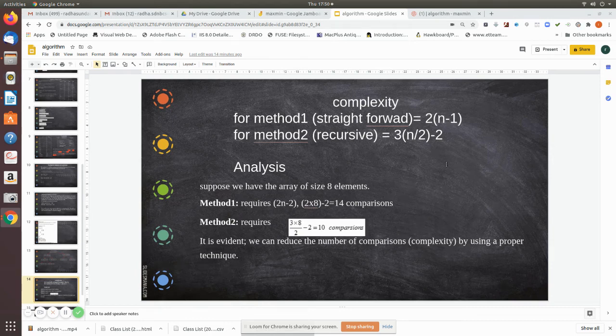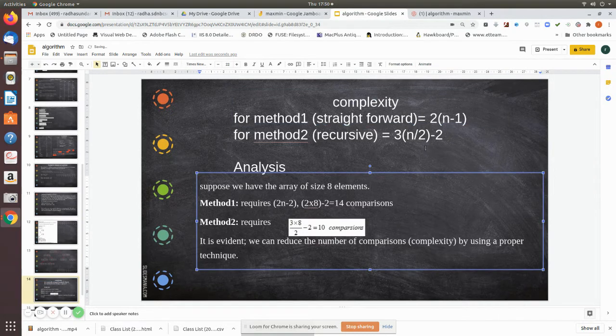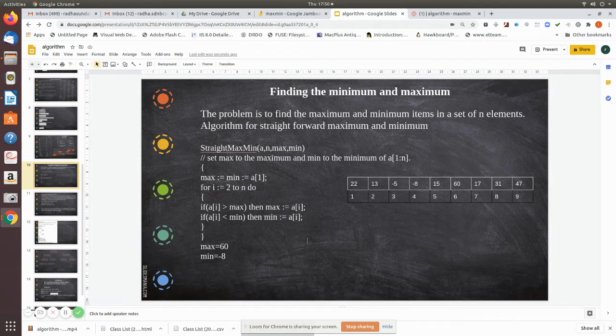What is the complexity of finding the maximum and minimum, for the recursive algorithm and the straightforward algorithm? The straightforward one is given here: 2 into n minus 1, because this is a straightforward algorithm. N minus 1 is because it starts from the second element.